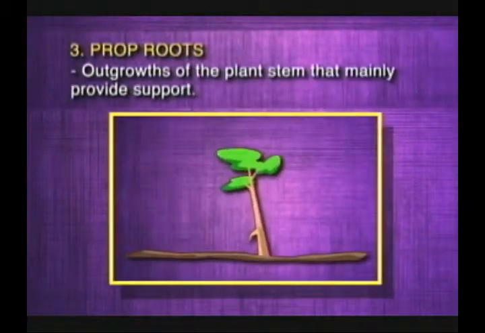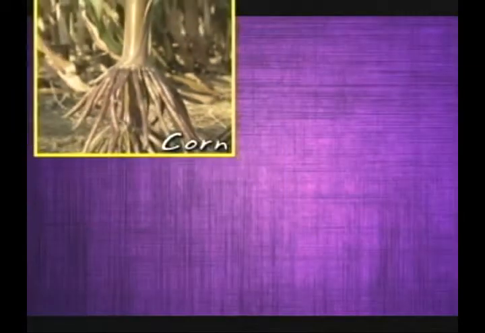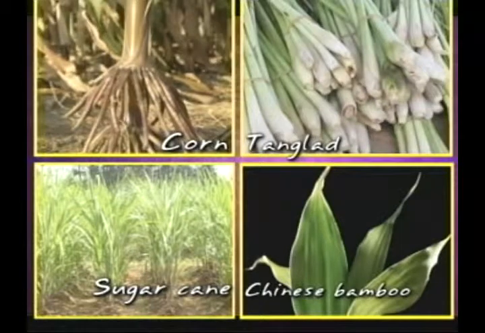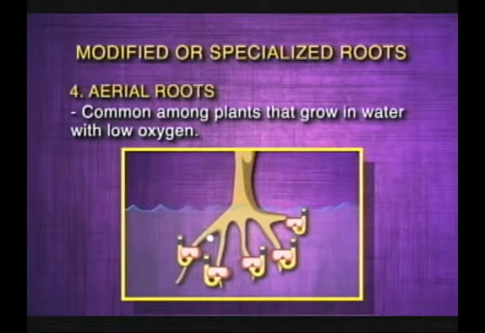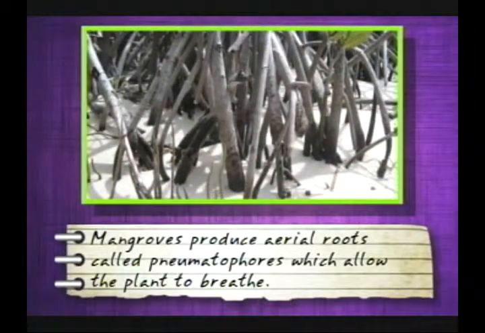Prop roots are outgrowths of the plant stem that mainly provide support. Prop roots can be found in corn, tanglad, sugarcane, and Chinese bamboo. Aerial roots are common among plants that grow in water with low oxygen. Mangroves produce aerial roots called pneumatophores, which allow the plants to breathe.